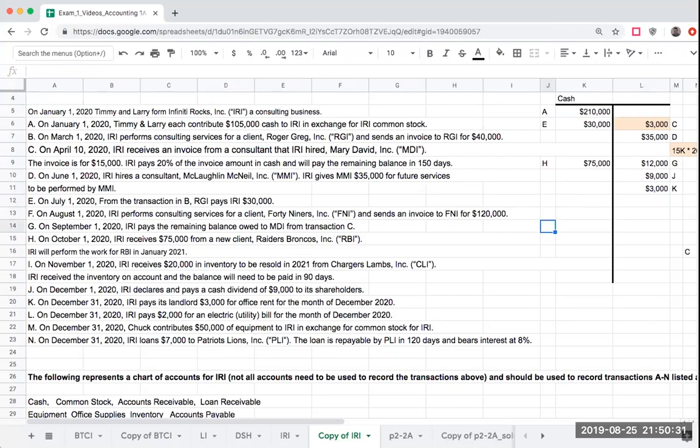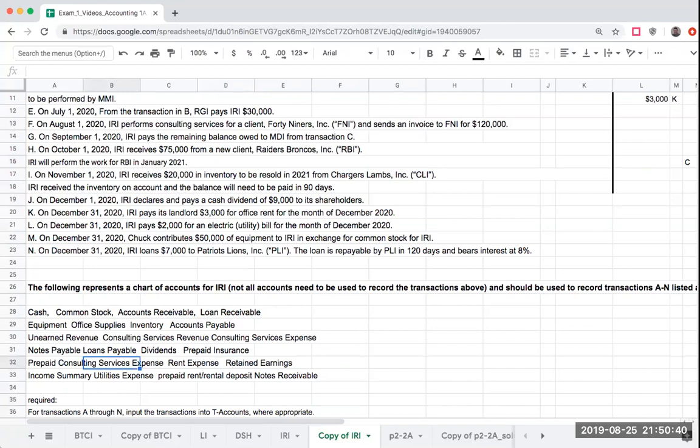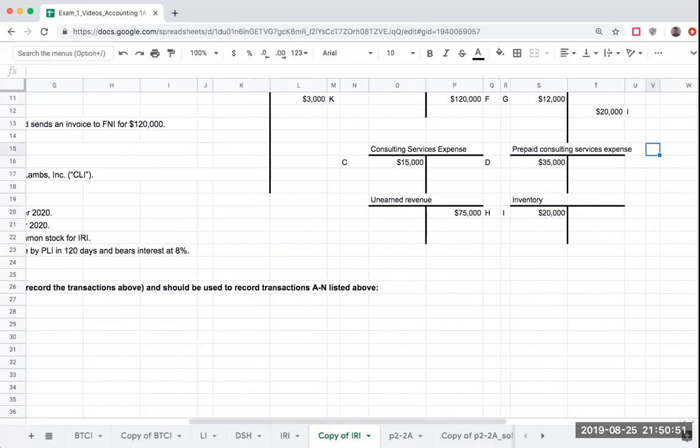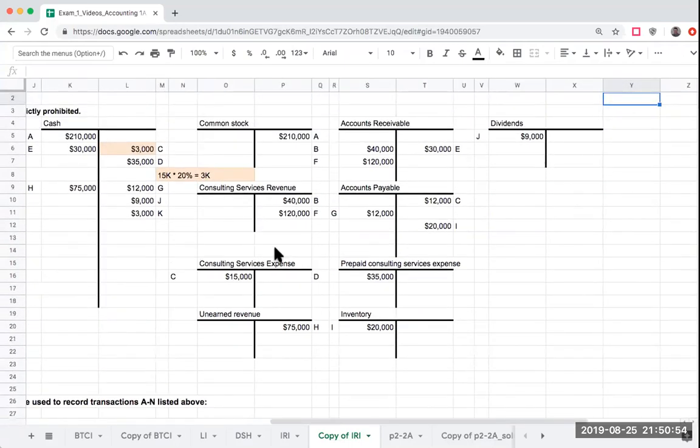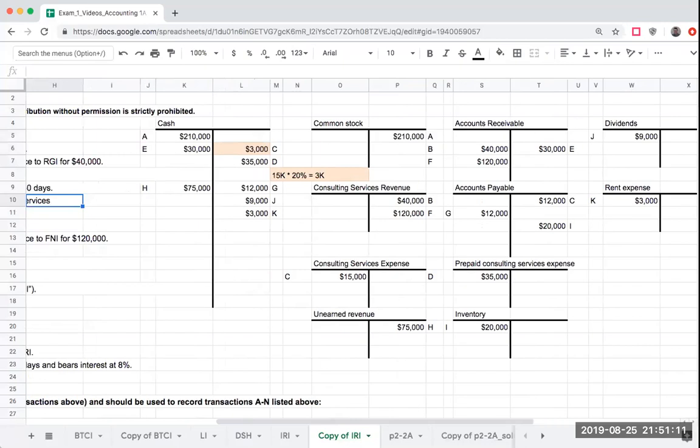For every credit, I need a debit. What do I want to debit? Rental. Lease. So it would be rent expense, since it's for the month of December. I've gone through and I've used it. So I'm going to be debiting rent expense for $3,000. This will be letter K. Any questions on letter K?